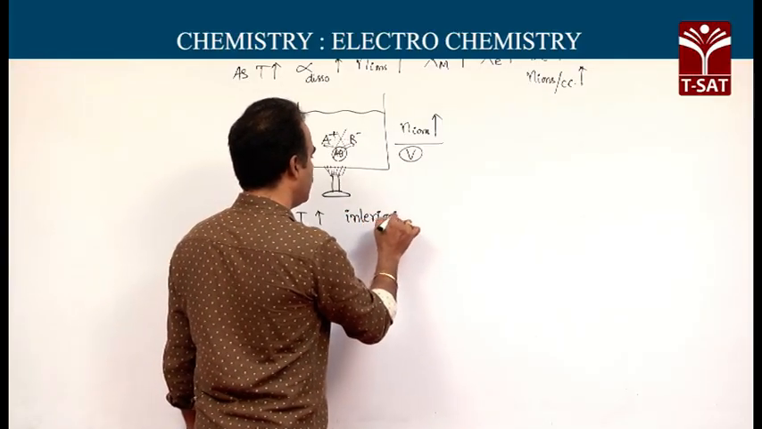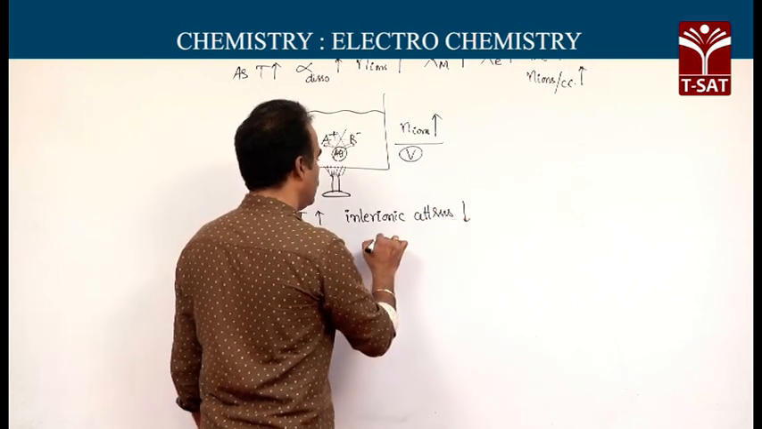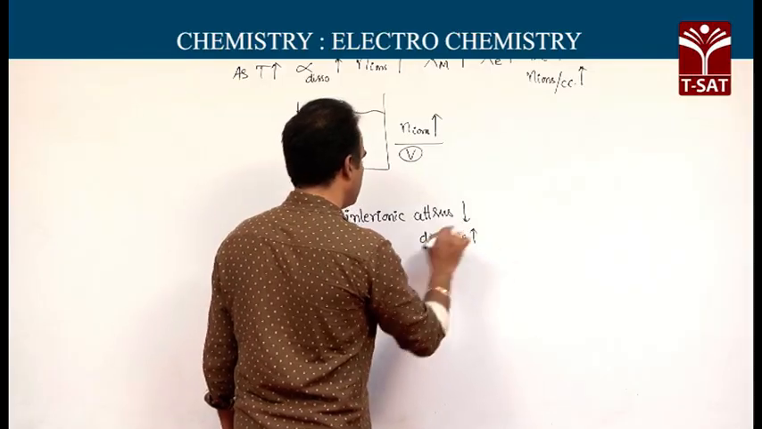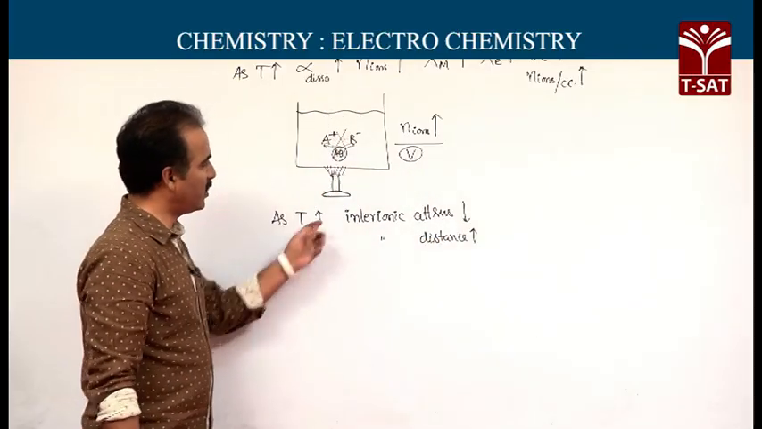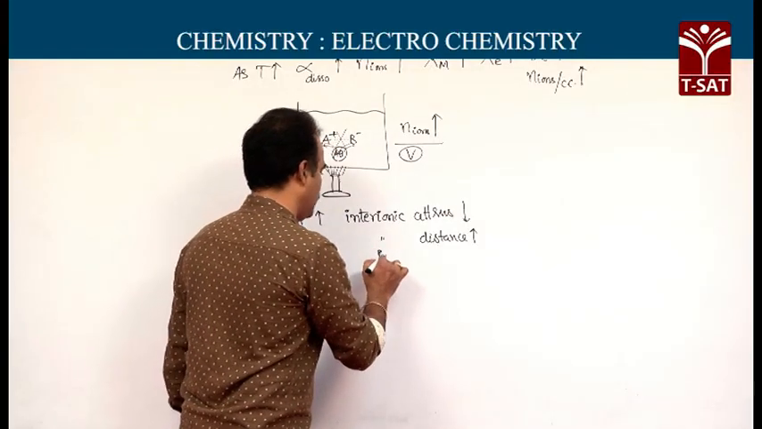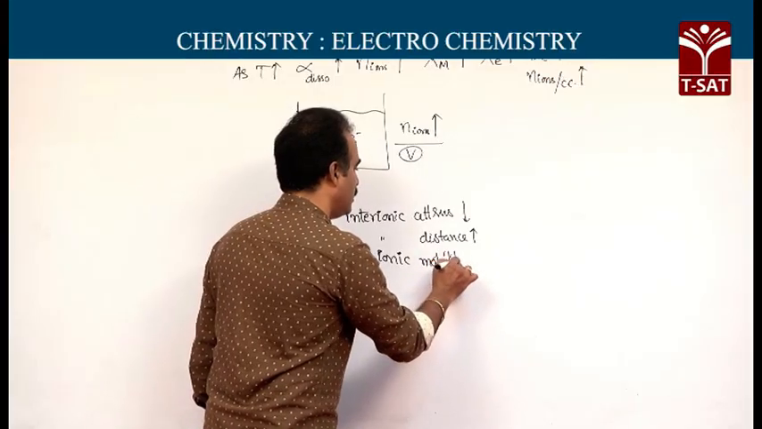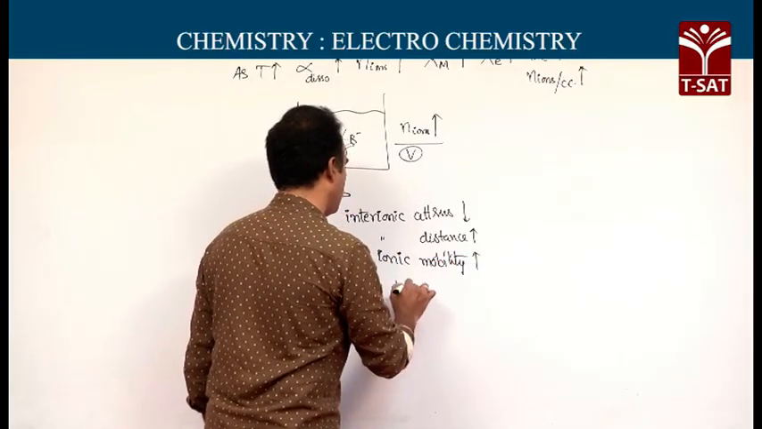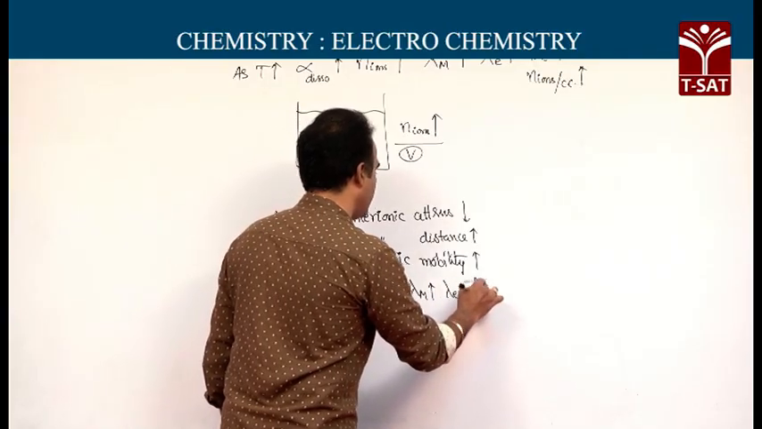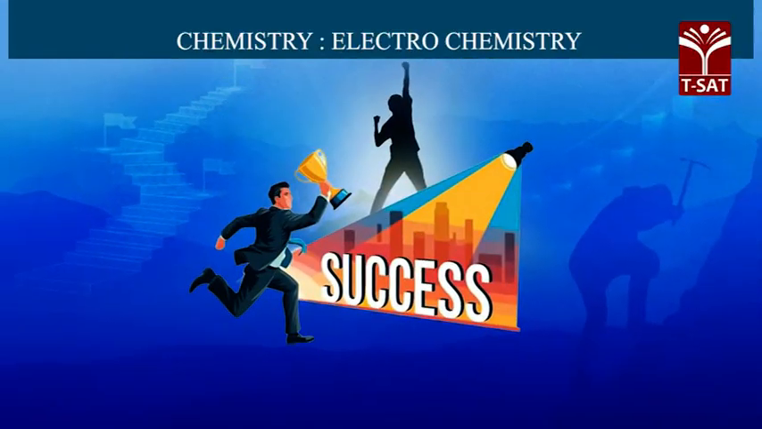So, as temperature increases, interionic attractions decrease, interionic distance increases, and as temperature is increased, ionic mobility also increases. Ionic mobility is increasing, therefore, molar conductance, equivalent conductance, specific conductance, everything will increase with the rise in temperature.